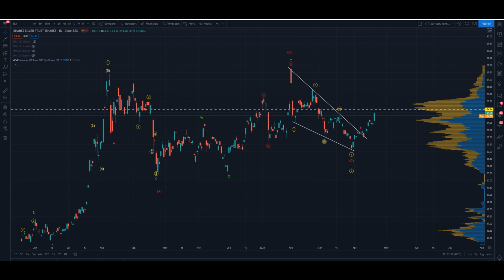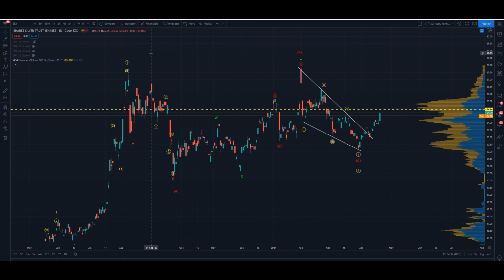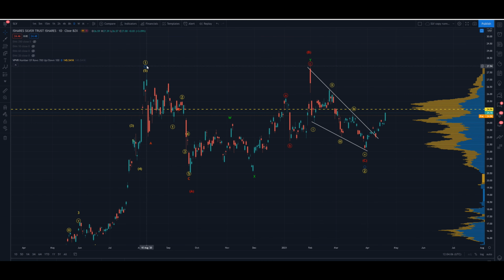For the next few minutes we're going to be looking at silver, specifically the SLV ETF. Right then, let's get straight into the count. I'm saying we topped in a wave 1 on the 10th of August 2020. Since then we've been in a 3-wave correction. 3-wave move here, 3-wave move here and a 5-wave move in the C. Let me just show you how that looks.